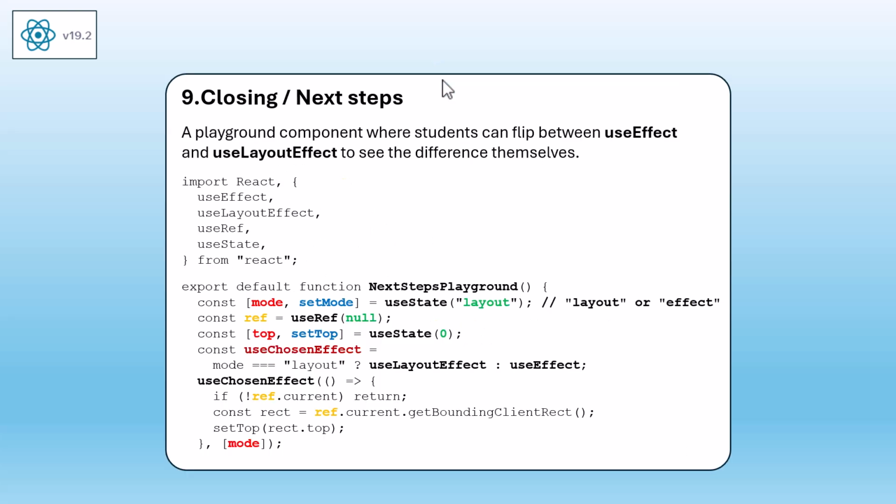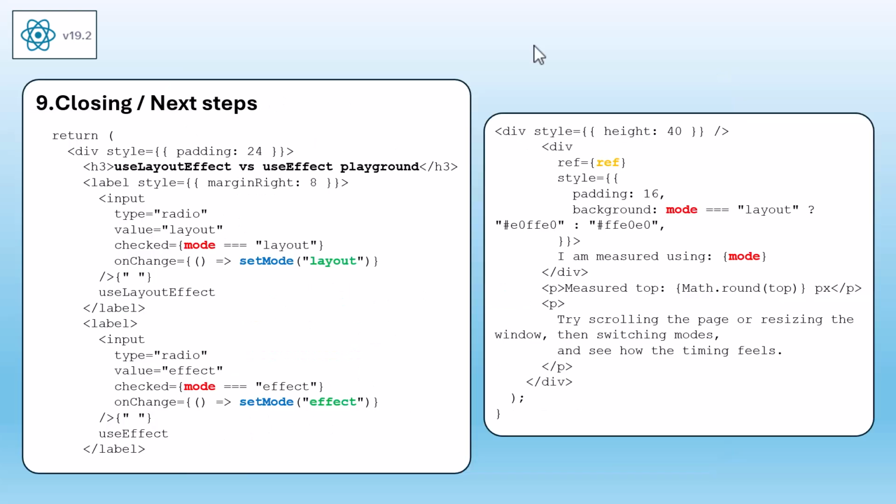9. Closing, next steps. In our next session, we'll look at concrete patterns, how to implement tooltip positioning, scroll snapping, or animations using this hook, and compare side by side the behavior of useLayoutEffect versus useEffect. I encourage you to reflect in your own projects. Where have you encountered visual jumps, flickers, or mispositioned elements? Could useLayoutEffect have helped?